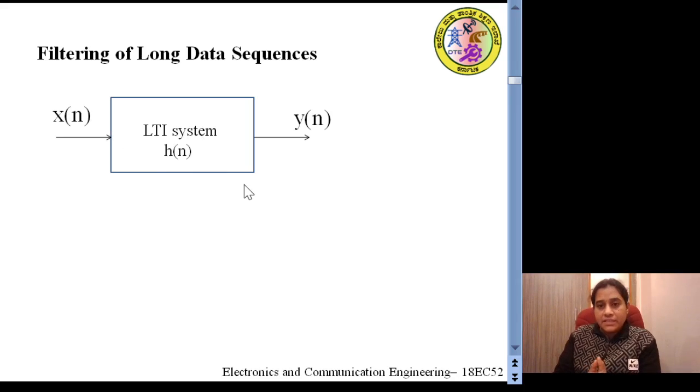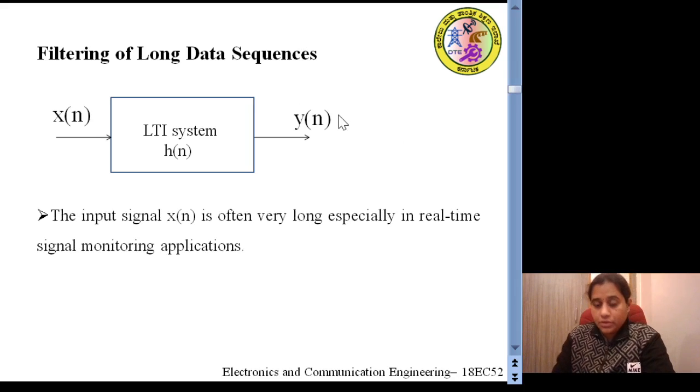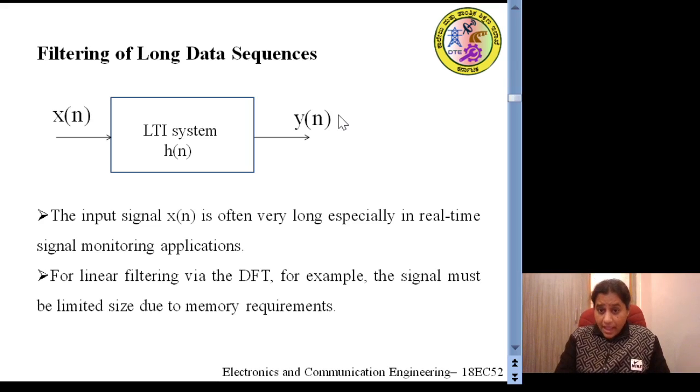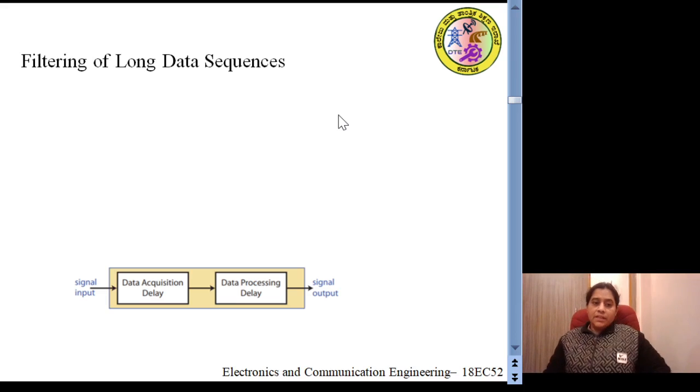But in this particular case, the input we are considering is of larger length. So obviously, using the DFT method directly, it is difficult for us to find the linear filtered output. In real-time signal monitoring applications, the input signals are of a larger number of samples, and for linear filtering using the DFT method, the signal must be of limited size because of the shortage of memory in our digital signal processor. In a real-time system, the input signal has to be filtered with the impulse response to obtain the signal output. It has to undergo a series of delays because of data acquisition as well as data processing.